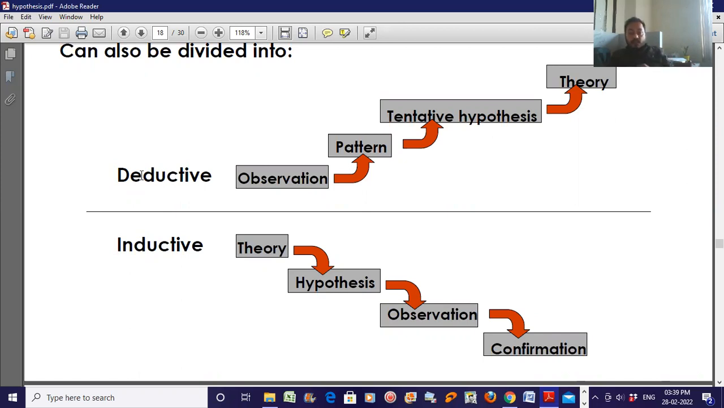That is the deductive approach. But in the case of inductive, we try to be more specific. More specific means we already have the general case, then we try to come to a particular specific case out of that. Induction, right? Theory, you can see from this diagram, theory, hypothesis, then observation, then confirmation.